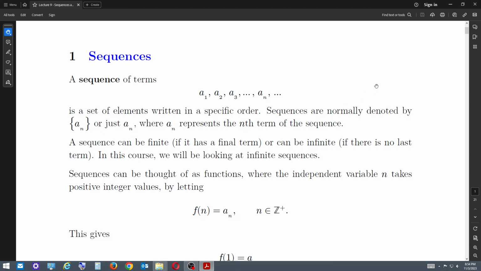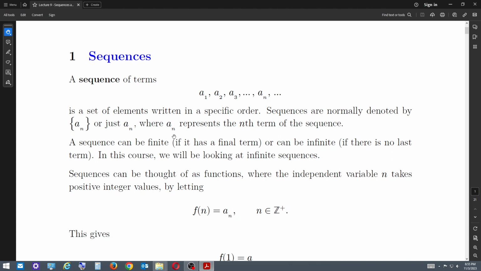Hello, in this video we will be looking at sequences. A sequence of terms a1, a2, a3, etc. is a list of elements written in some specific order. So the first term is a1, the second term is a2, etc. They are normally denoted by the notation curly brackets a subscript n, or just a subscript n, where a_n represents the nth term of the sequence.